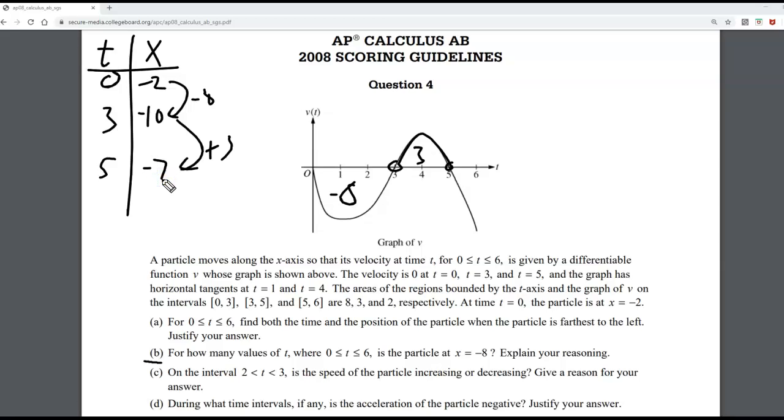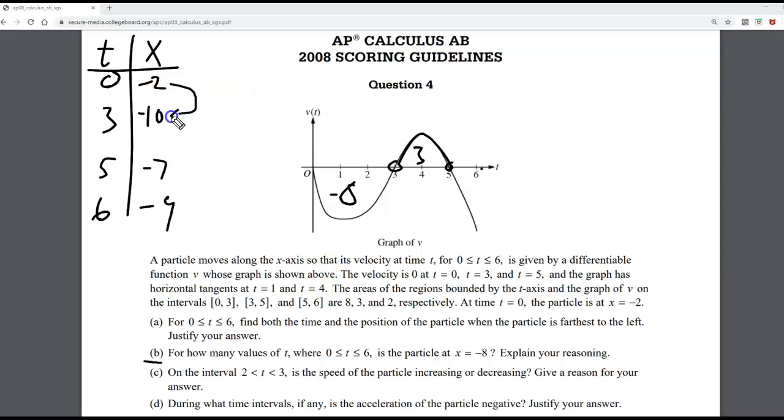And then finally, on my last interval from 5 to 6, the displacement is -2, so it moves 2 spaces to the left again, putting me at -9, which is what we got for our last answer there. Now the question that this one is asking us is for how many values of t is the particle at -8? Well, this is an IVT question. If you're going from -2 to -10, and then from -10 to -7, and then from -7 to -9, how many times are you crossing a position of x equals -8?